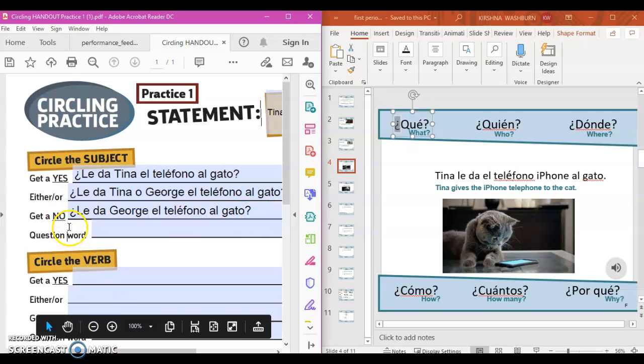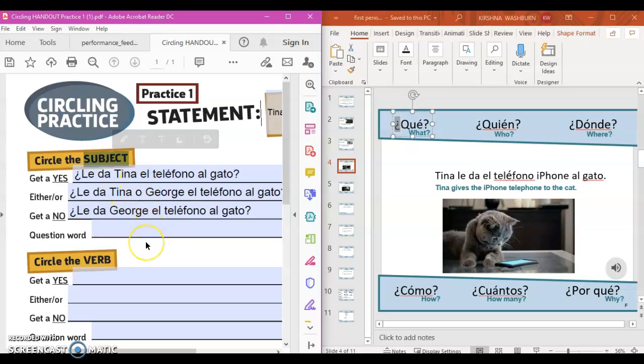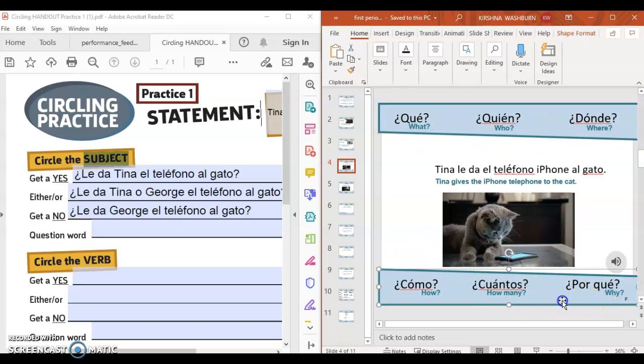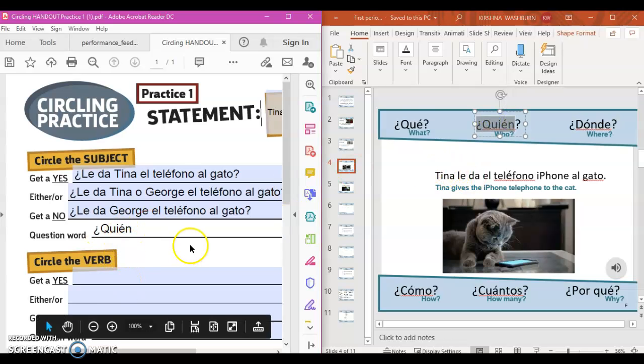That's a no. Then this next one here is a question word. Now we're going to use a question word about the subject. In Spanish, the question word is going to come first, and it usually does in English too. So if we're going to ask a question about the subject, would it be what, who, where, how many, or why? Probably who, if we're going to ask about the subject, right? So I'm going to go ahead and copy this "who" word here and paste it over here.